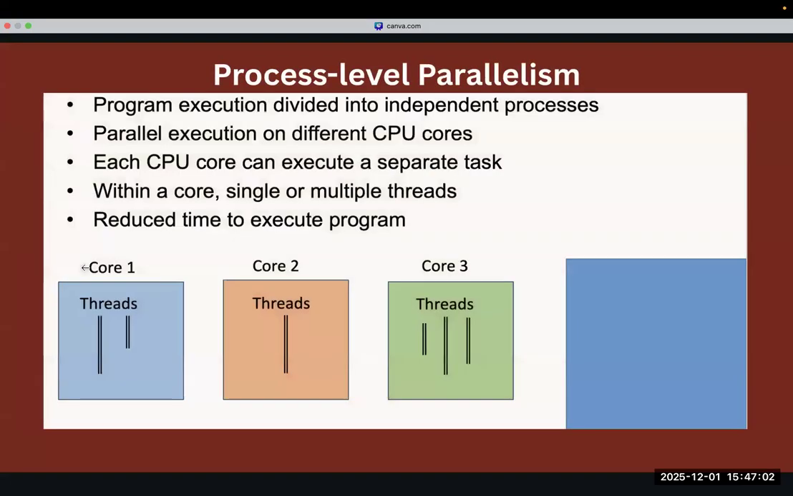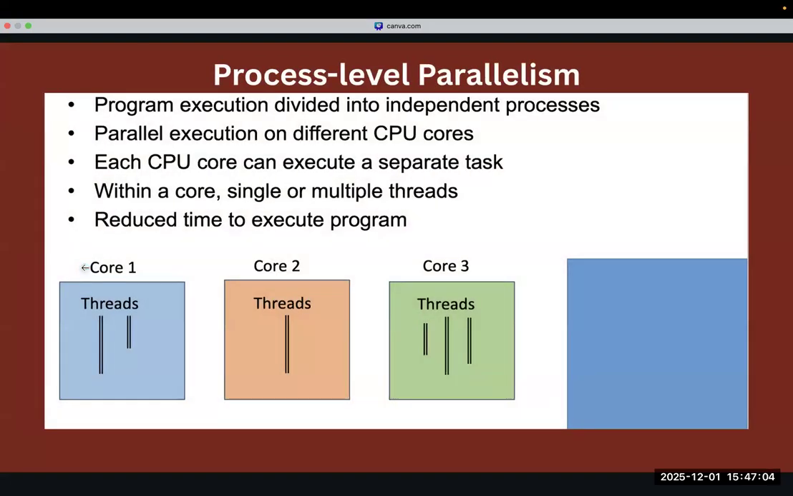Then we have process level parallelism. It is the highest level of execution. Here, entire processes run on separate CPU cores with their own address space and resources. Within each core, processes may also contain multiple threads. This level of parallelism drastically reduces execution time for heavy workloads because different tasks are handled independently across the cores. This also makes the processing time very less and can give you the execution within seconds.